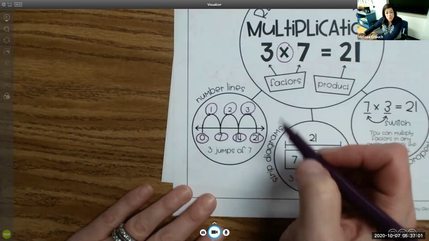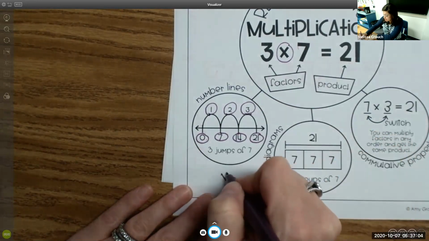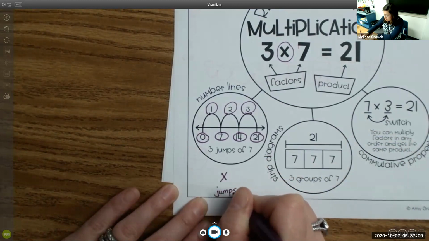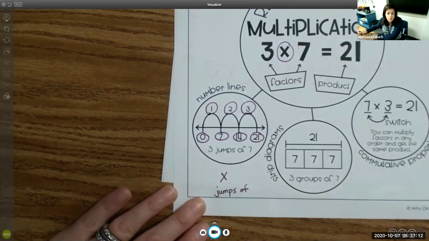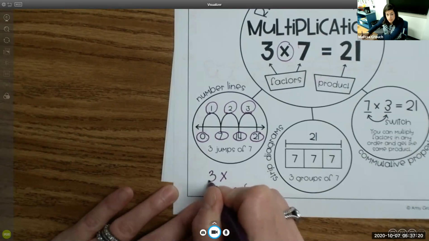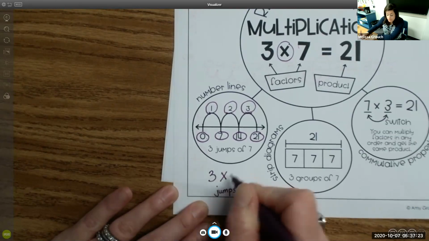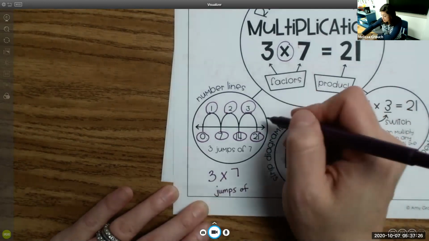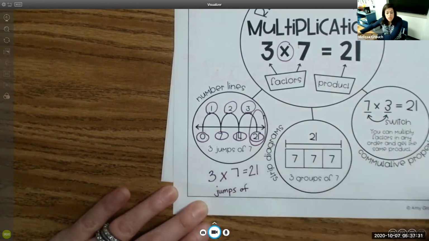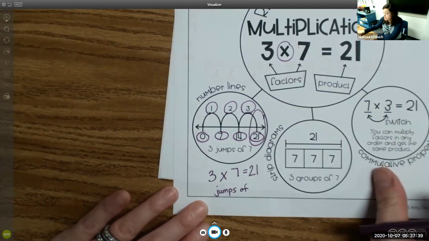Okay, so then we put in our multiplication symbol. Again, this means jumps of. So let's think about it. How many jumps did we take? 3. We had 3 jumps of 7. And the very last one that we landed on was 21. So 3 jumps of 7 gets me to 21. Okay, so let's look at some example problems.